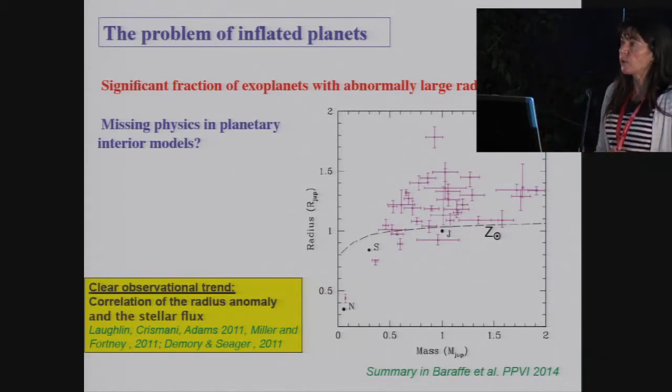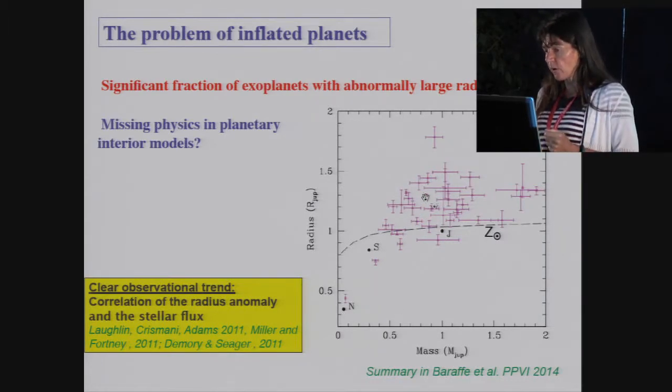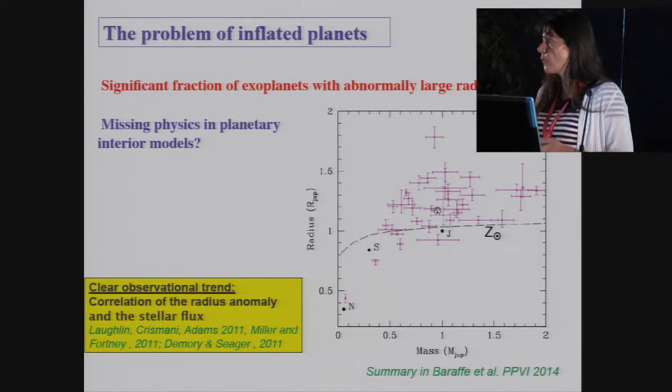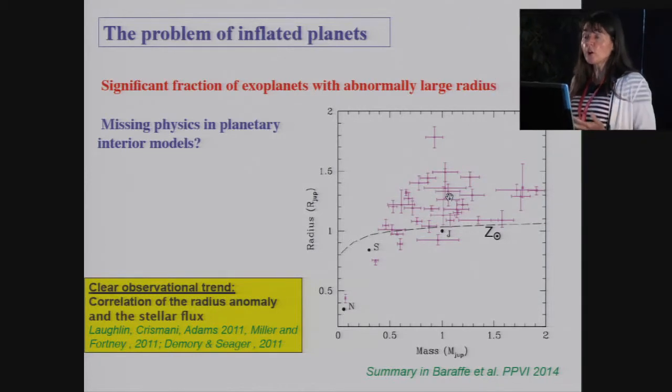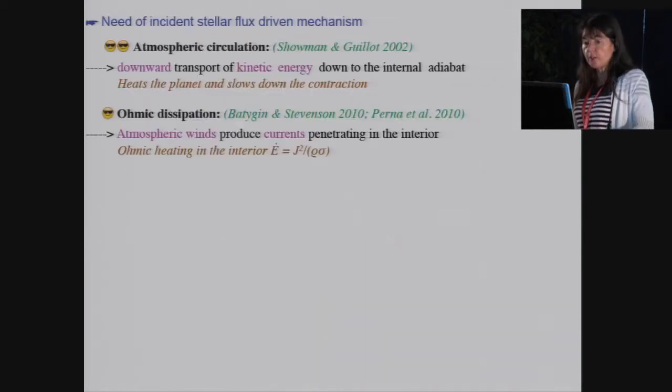So now let's go to the last part of my talk, which is the problem of inflated planets. When you look at the radii of planets, we know that a large fraction of those hot Jupiters are actually inflated, up to 40 to 50% beyond what standard models could predict. So is there any kind of missing planetary physics in the interior models? That may be possible. What is now clear is that there is an observational trend: the radius anomaly is correlated with the stellar flux. The higher the stellar flux, the higher the irradiation, the larger the radius of the planet, which means that if you want to explain this type of observations, then you need a process, a mechanism, which is driven by the stellar flux.